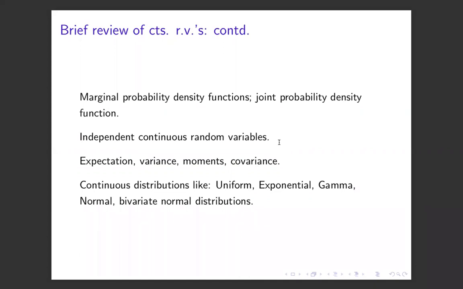Uniform distribution on a bounded interval, exponential distribution, gamma distribution, which has two parameters, and the normal distribution, standard normal distribution, as well as general one-dimensional normal, and also bivariate normal distributions. I presume you will also be knowing something about the n-dimensional normal distribution. Anyway, when we come to that, I will briefly recall certain things when they come to the n-dimensional case.